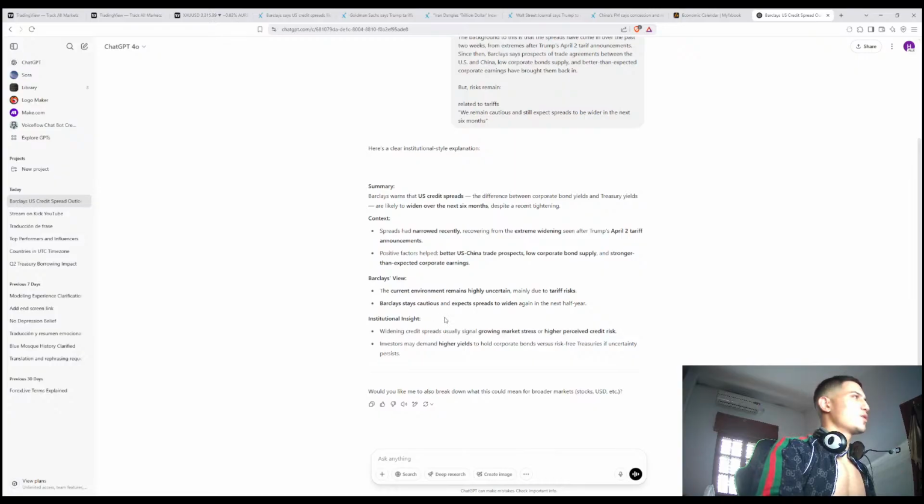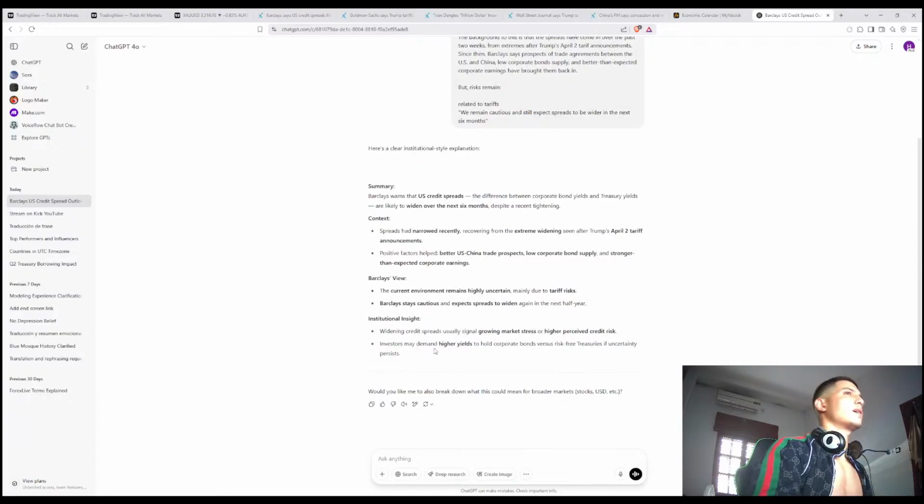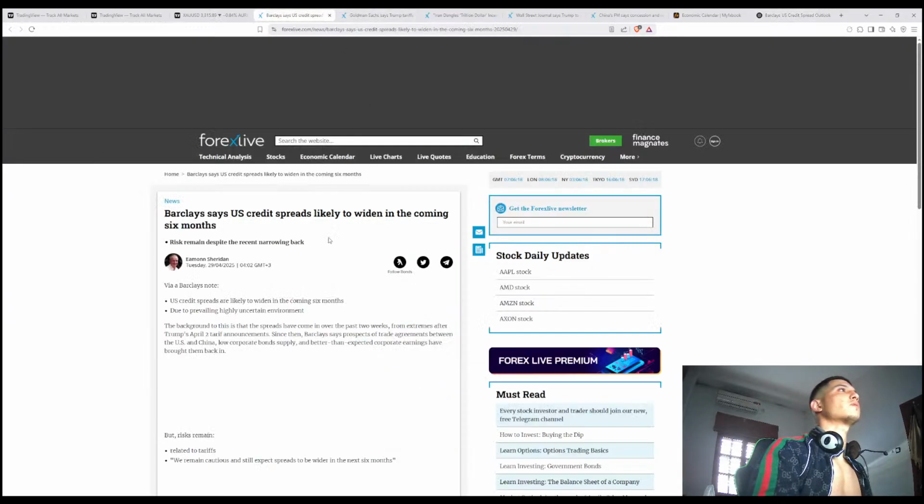Widening credit spreads usually signal growing market stress or higher perceived credit risk. Investors may demand higher yields to hold corporate bonds versus risk-free treasuries. All right, so this basically says that Barclays stays cautious and expects spreads to widen, which means that other banks may consider it as well. So this is something to take into consideration.